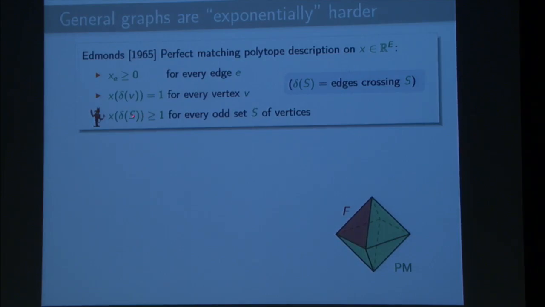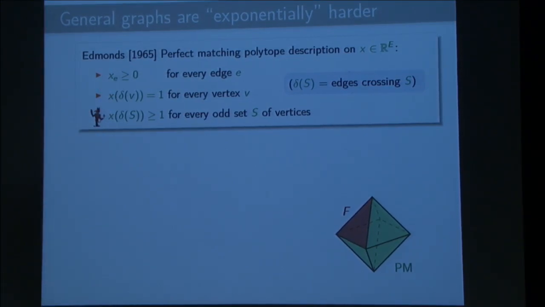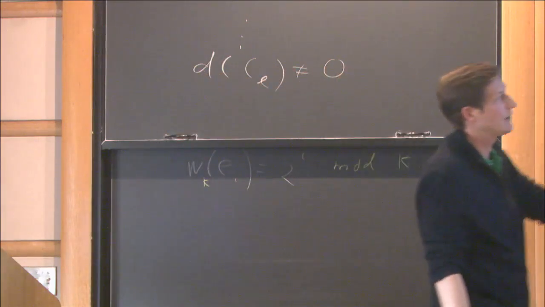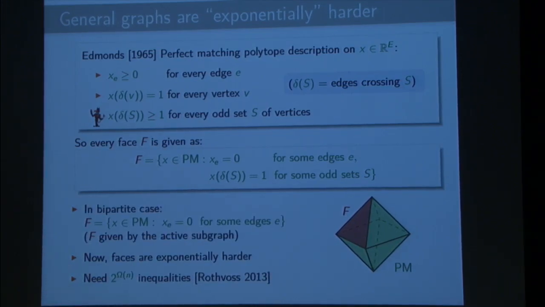So the perfect matching polytope for general graphs is, as before, non-negativity and degree constraints. But now you also have, for every odd set of vertices, one edge has to go out. So if you have 3 vertices, for sure one has to be matched to some vertex outside. And these are in the description, so that's Edmonds' perfect matching polytope. You can imagine that maybe there was a smarter way of doing things, but in some sense, Rothvoss's result says that there's not a much smarter way of doing things. So you need to have many inequalities.